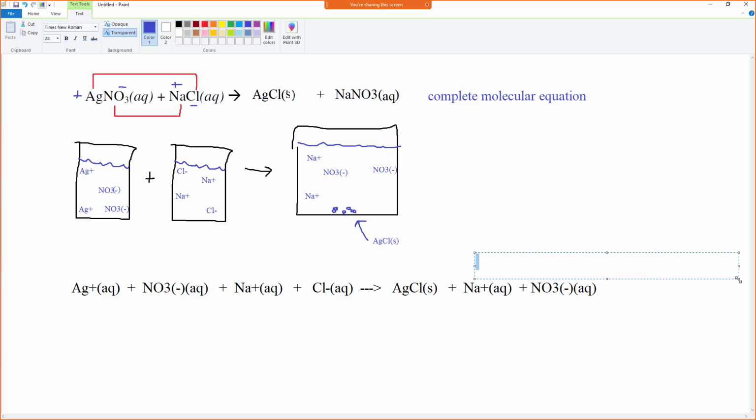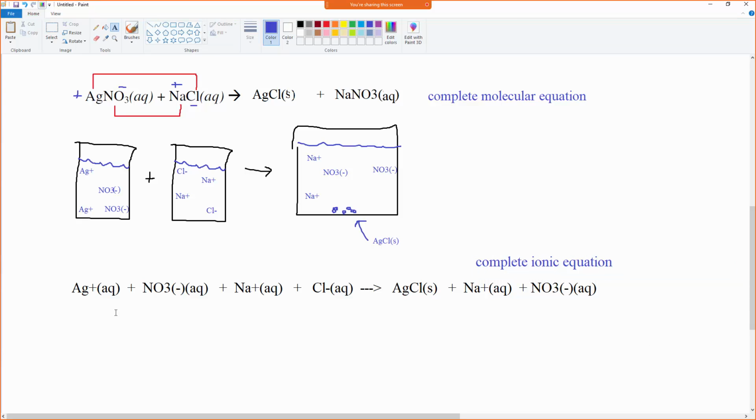This is the complete ionic equation. It's complete because it includes everything that's present, and it's ionic because it's showing species as individual ions as opposed to molecules, because that's how they actually exist, as individual ions. But I think Sarah's right. It looks messy, doesn't it? Looks more complicated, unnecessarily complicated.